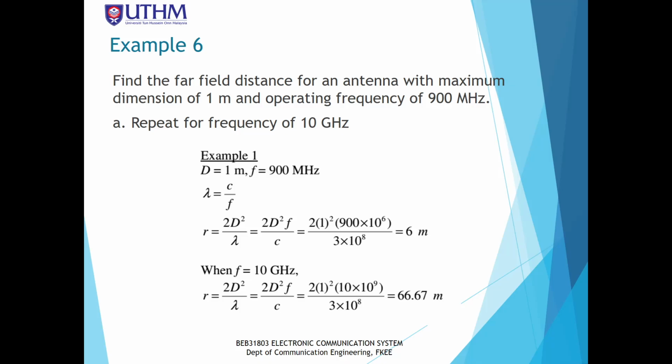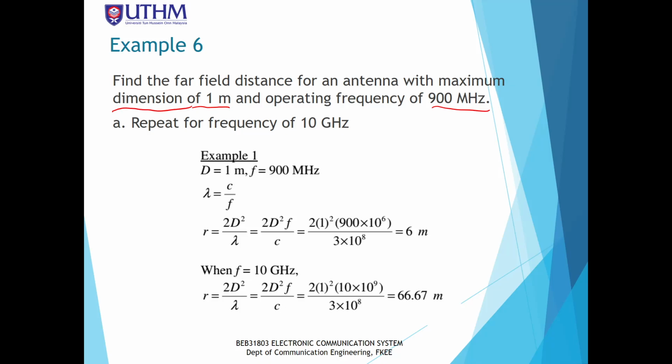Example. Find the far field distance for an antenna with a maximum dimension of 1 meter and operating frequency of 900 megahertz. Okay, so you are given a dimension. Dimension here is referring to the diameter. Diameter of the antenna, dimension of the antenna. So D is 1 meter, F is equal to 900 megahertz.